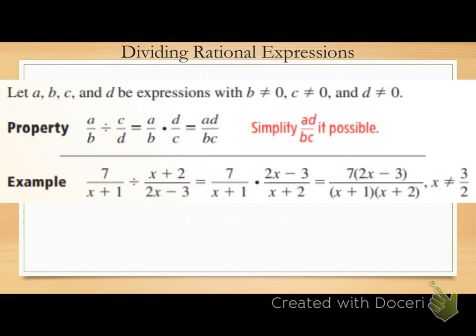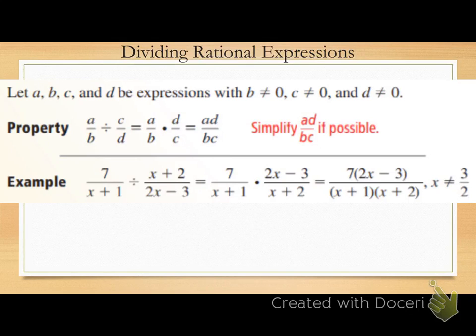Here it is in mathematical terms. Let A, B, C, and D be expressions with B not equaling 0, C not equaling 0, and D not equaling 0. If I have A over B divided by C over D, just what we talked about, KFC, it would become A over B times D over C, which would be A times D over B times C. Simplify AD over BC if possible.